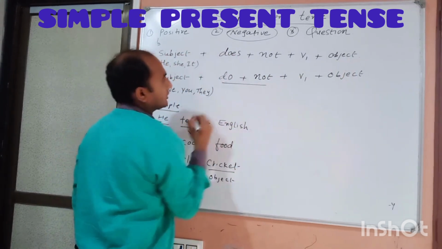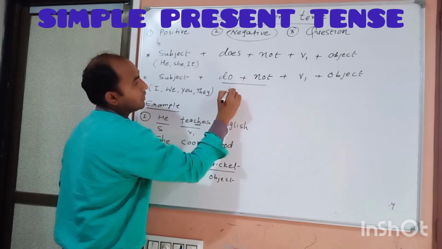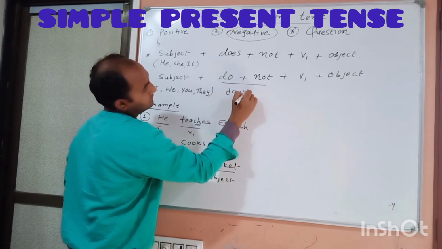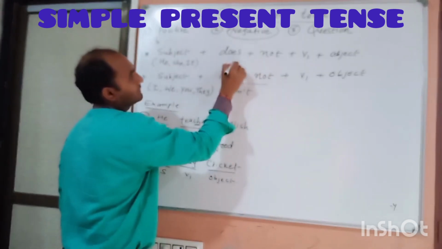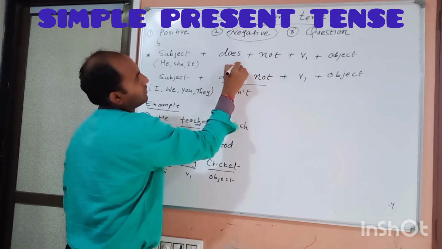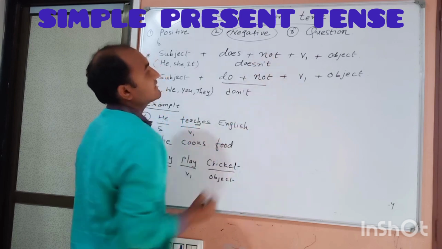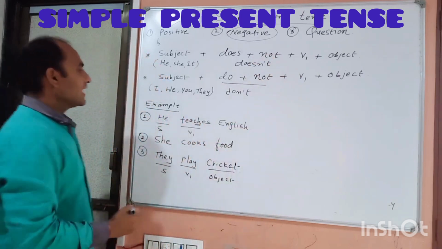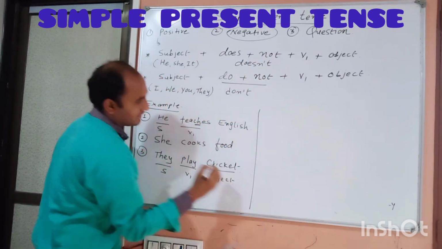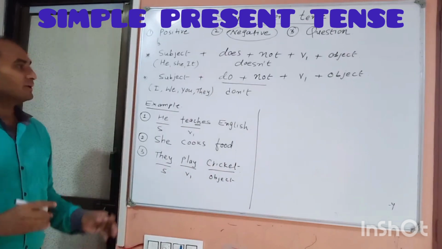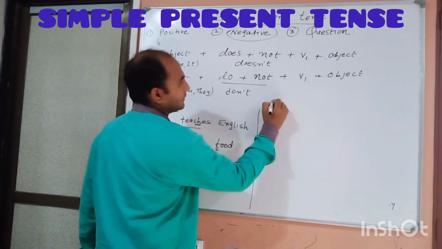Okay, short form of do not, don't, and short form of does not, doesn't. Okay, so now we will compare some examples with negative form.